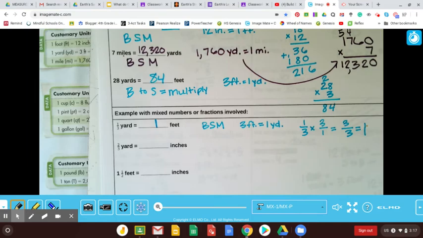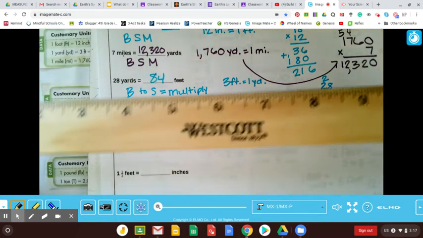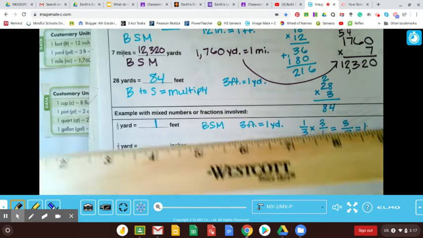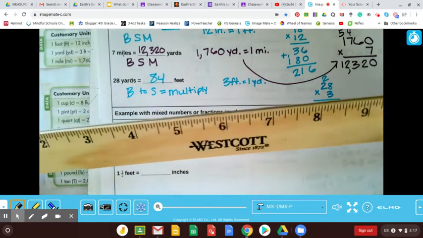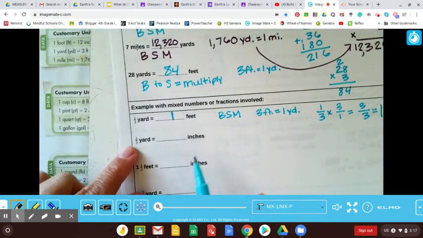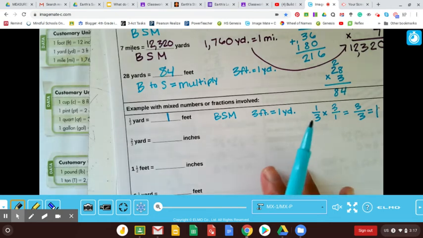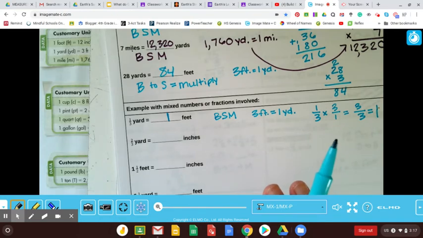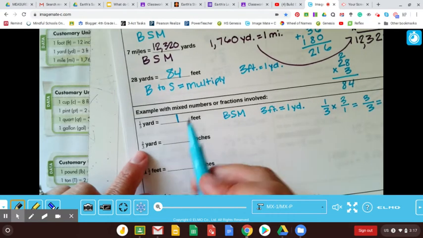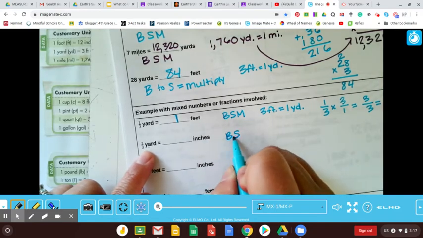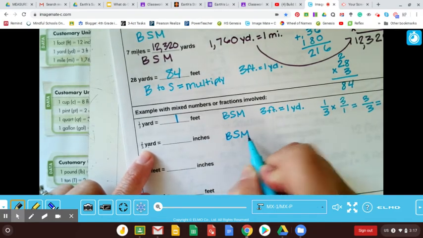Okay, and that makes sense because picture it, a yardstick is 3 of these, right? And if you only have 1/3 of it, you have 12 inches or 1 foot. All right, let's do the next one. 2/3 of a yard. All right, so we have 2/3 of a yard is going to be how many inches? Okay, we're going from yards to inches. So big to small, multiply.